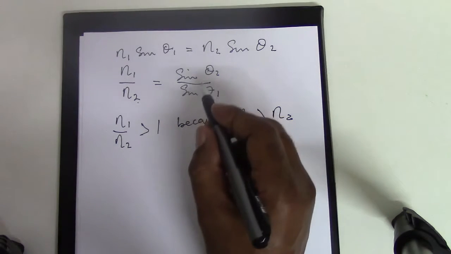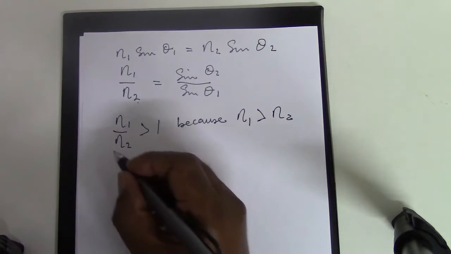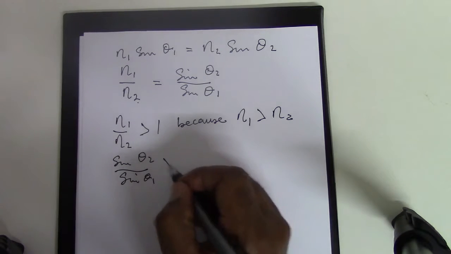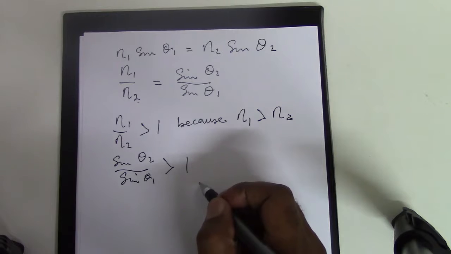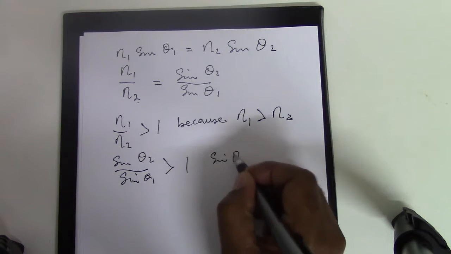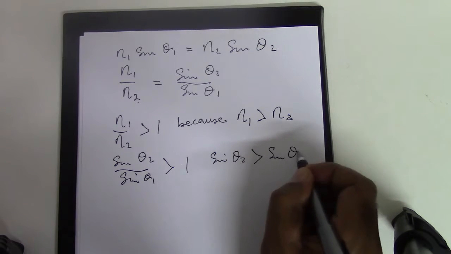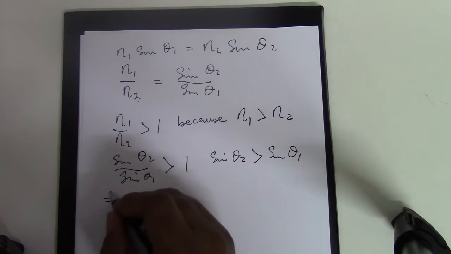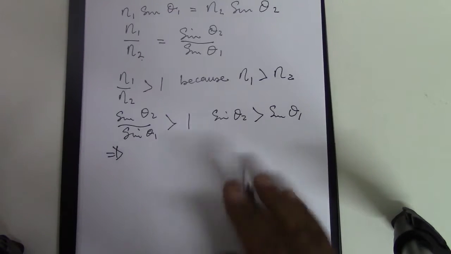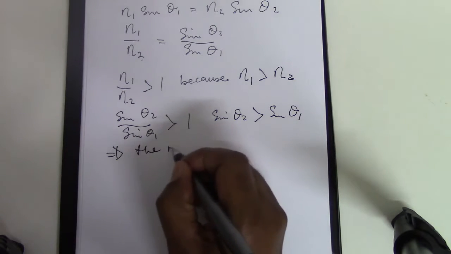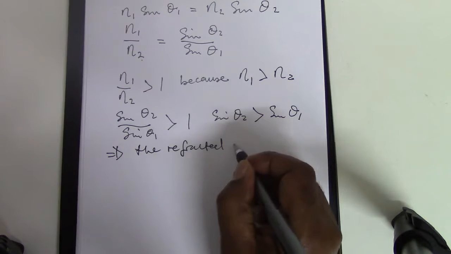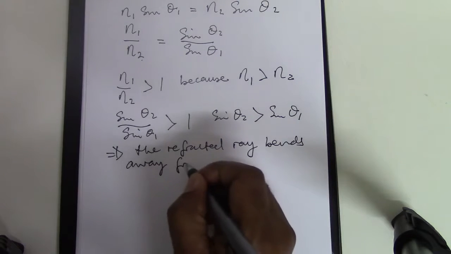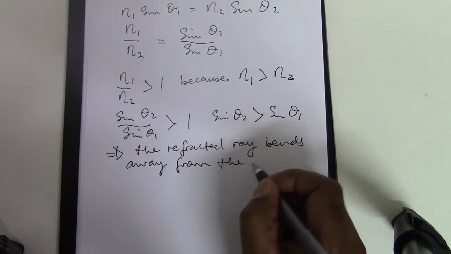Similarly, sine theta 2 over sine theta 1 is greater than 1. Why? Because sine theta 2 is greater than sine theta 1. Right. Which implies that the refracted ray bends away from the normal.